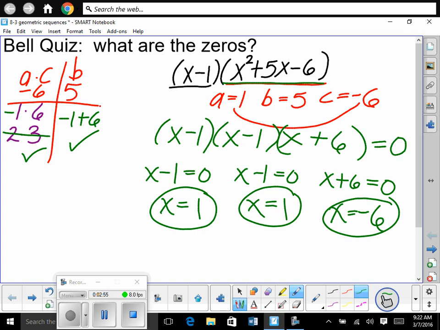So couldn't we have said we have x is equal to 1 with a multiplicity of 2, meaning it happens twice, right? And that means the graph bounces and goes back up at that value. So does that make sense? It's going to touch down at 1 and go back up automatically. Okay, and then it crosses at negative 6 as well. Is everybody comfortable with that?